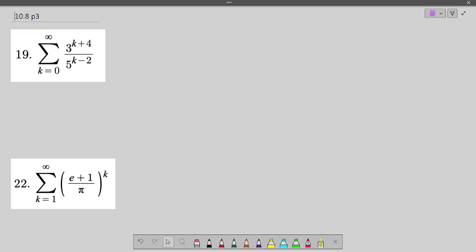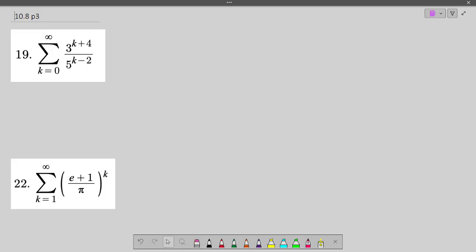What type of functions are these though? Exponential? They're exponentials, which correspond to which special series? Which series has the exponent with the variable in it? P series? No, P series is like a polynomial. Remember, P series is k to the p. Geometric? So geometric series. Yeah, exponential is geometric.